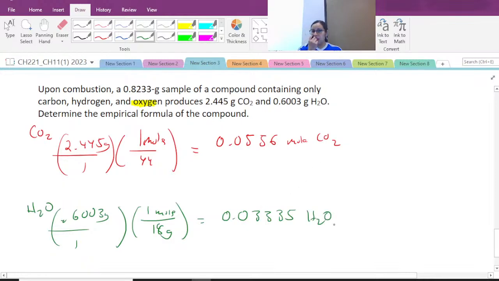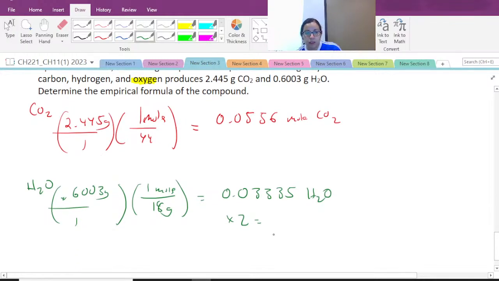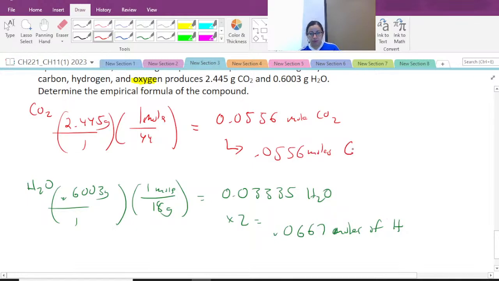And so where do we go from here? I multiplied it by 2 to get just the hydrogen, which is 0.0667. So moles of hydrogen. And then just so we're clear, this was the same for moles of carbon. Did everybody make it to this point at least? I see a lot of nods, and yes, this is a good place to be.